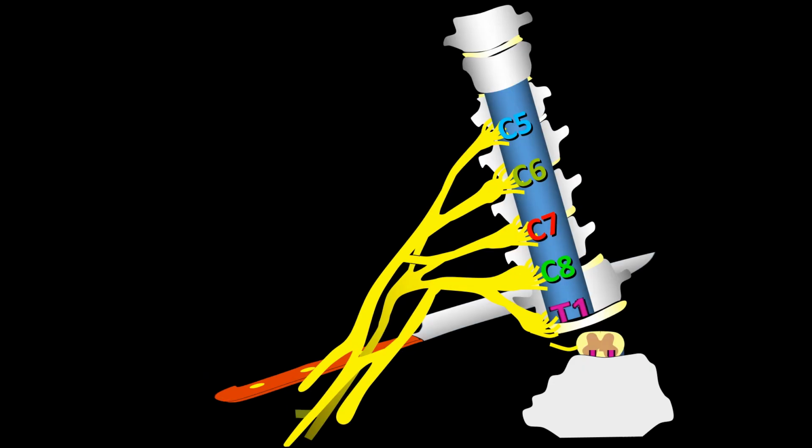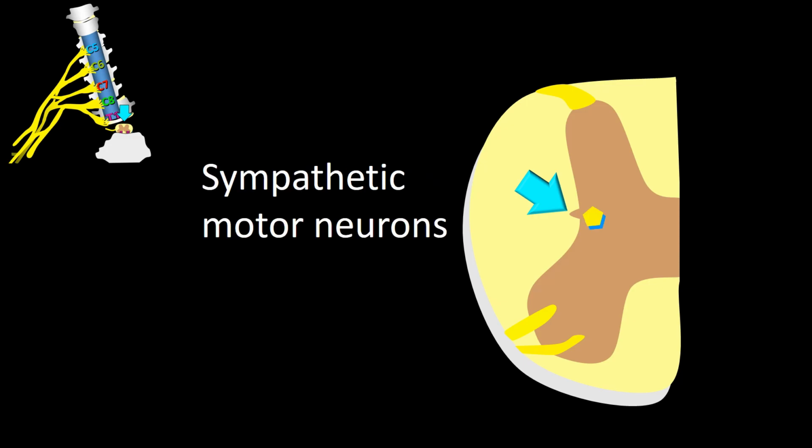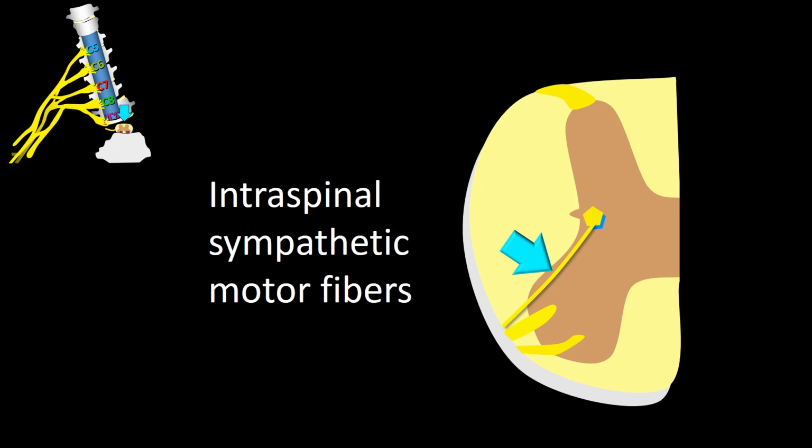What we would see different when cutting through T1 and looking from the top is the same butterfly configuration, but with a small median horn. This horn houses the sympathetic motor neurons, whose fibers exit the spinal cord in conjunction with the ventral horn motor neurons.